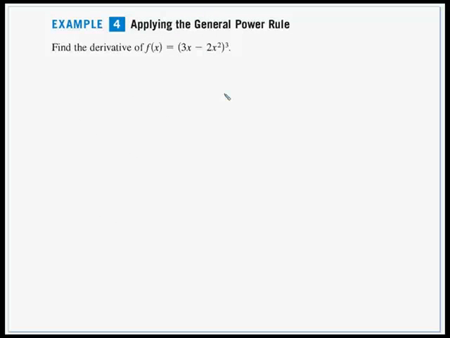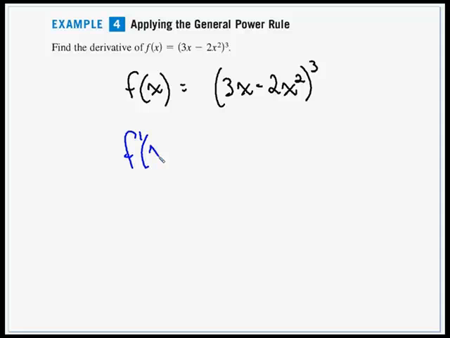So apply the general power rule. We want to find the derivative of this quantity to the third power. Again, I'm just going to rewrite it. f of x is our 3x minus 2x squared, all to the third power. We want that derivative, f prime of x. So what is the inner function? Here's our inner function. This is something raised to a power. If you want to think about this as a u, that would be u to the third power.